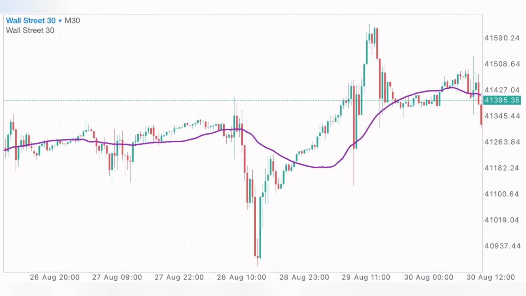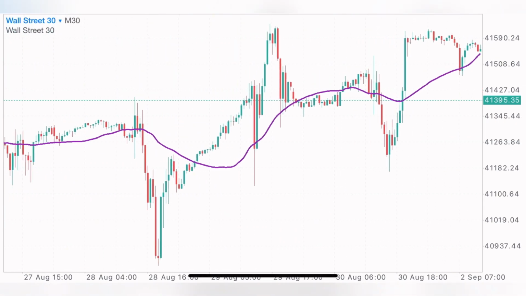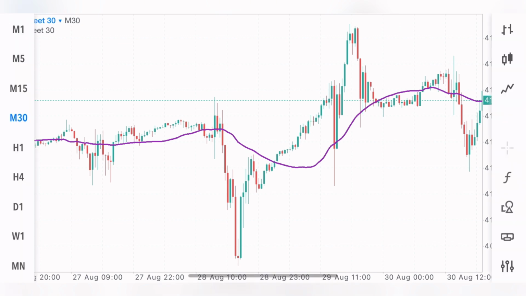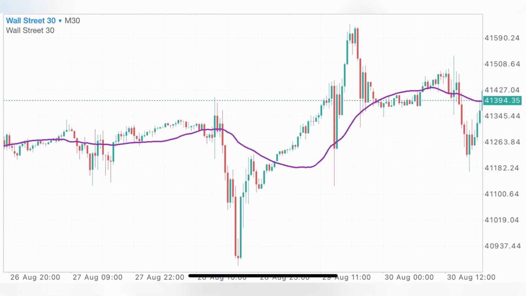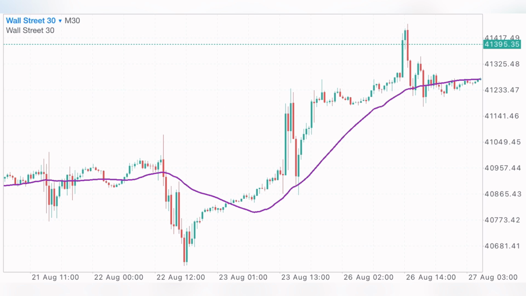So on the US30 market right here, and if we check on the previous chart, we can see how the market has been moving for a particular period of time, right? And currently right now the market is open, and I'm going to show you guys how you can make profits trading this type of market the easy way.